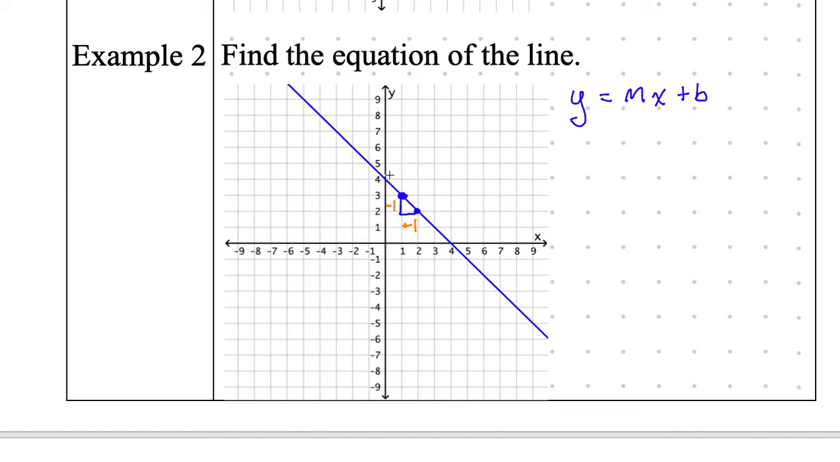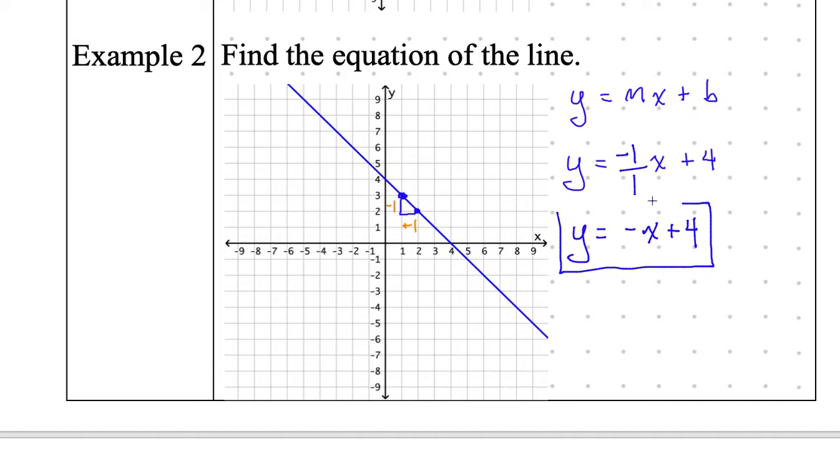Sometimes you'll have a weird fraction here, but generally speaking, you'll have some nice numbers. So this is going to be 4. I have y equals blank x plus 4. In order to find the slope right here, again, I'm using delta y over delta x. The delta y is -1, the delta x is 1, so I can say that this is -1 over 1x, which simplifies to just y equals -x plus 4. Again, -1 over 1 is just -1, and -1 times x is -x. So this is the form that you should be writing on Khan Academy.